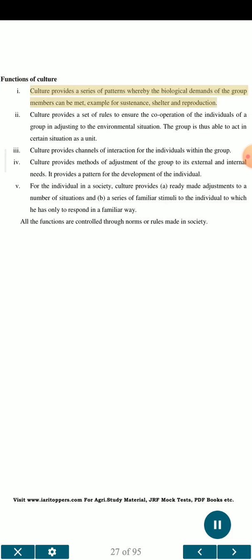Functions of culture. I. Culture provides a series of patterns whereby the biological demands of the group members can be met, for example, sustenance, shelter and reproduction. II. Culture provides a set of rules to ensure the cooperation of the individuals of a group in adjusting to the environmental situation. The group is thus able to act in certain situations as a unit.